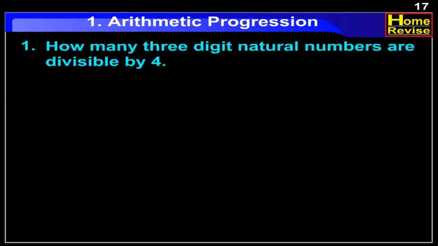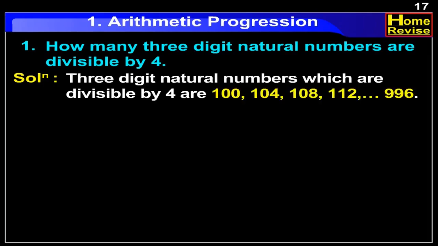How many 3-digit natural numbers are divisible by 4? Solution. The 3-digit natural numbers which are divisible by 4 are 100, 104, 108, 112 and so on up to 996.